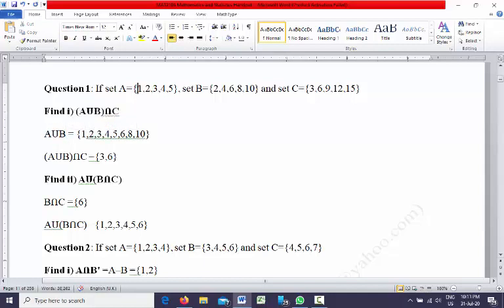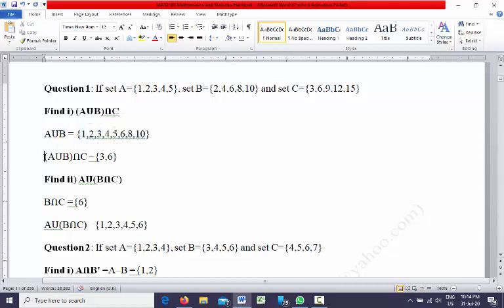Here we can see that A is 1 to 5. So 2 and 4 we already have in A, so we don't need to include them. Additionally we will have 6, 8 and 10. So 1, 2, 3, 4, 5, 6, 8 and 10. That means we include all elements of A and B, but none of the elements should come twice. Also remember, you need to write the elements in sequential order. Now this is A union B.